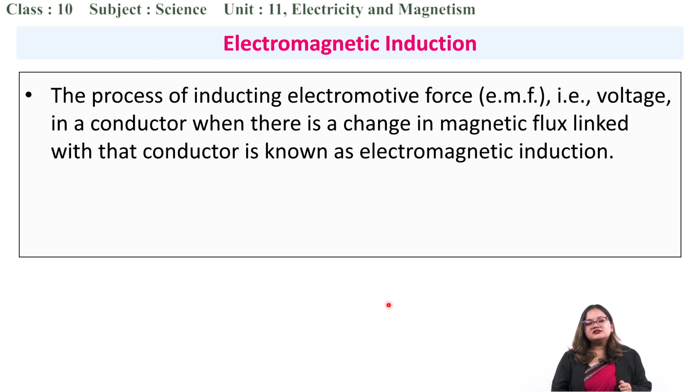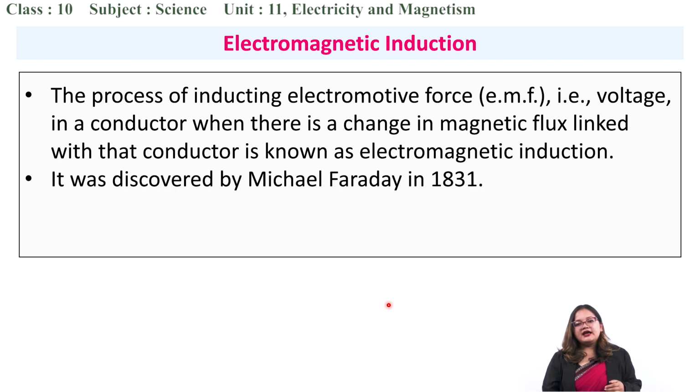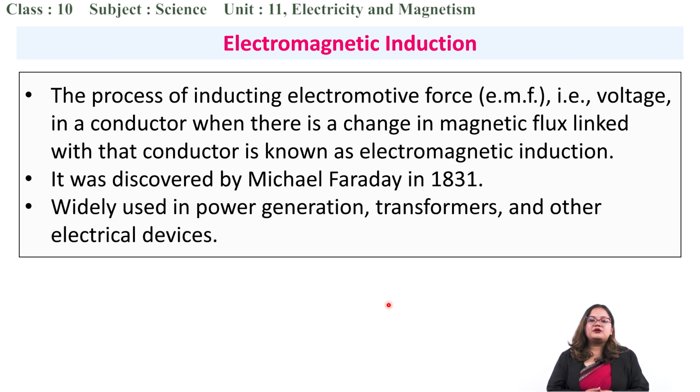And this concept was discovered by Michael Faraday, and it is very widely used in power generation, transformers and other electrical devices, which you will learn more about in transformers and power generation. Okay, now we know that not only can current give magnetic field strength, but even a change in magnetic flux can give us current.